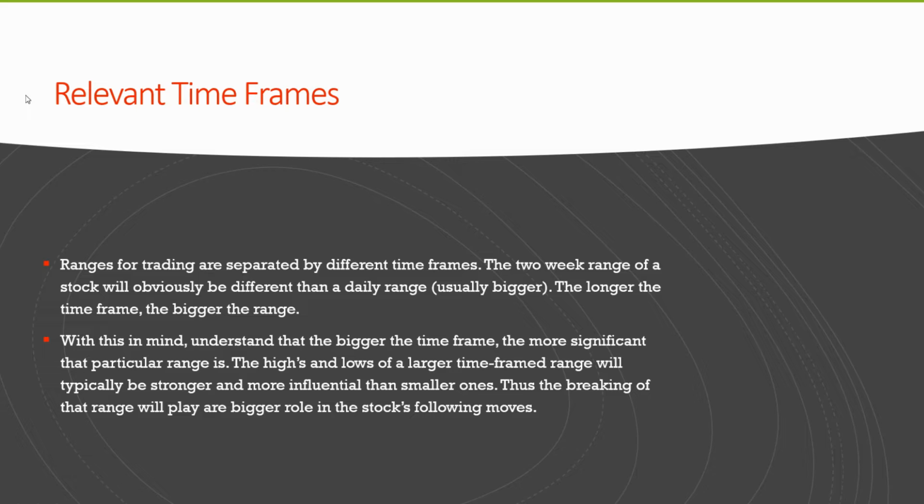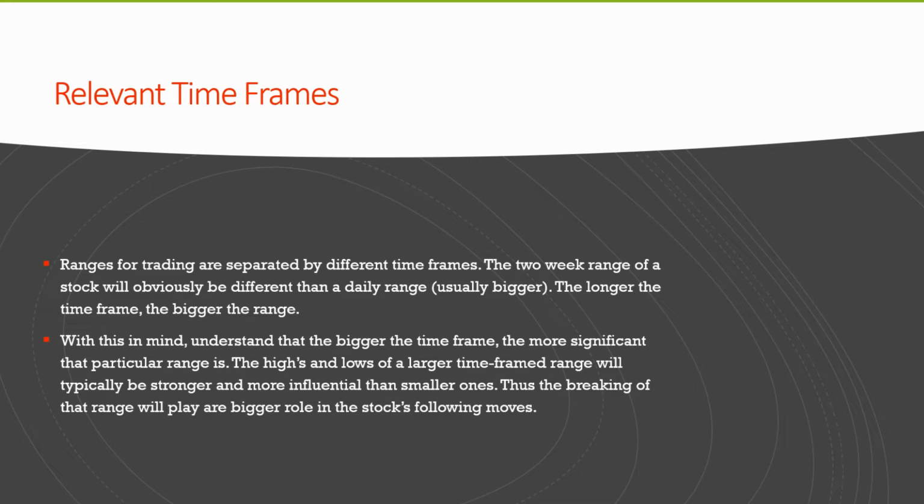Alright, so first let's talk about relevant time frames. So ranges for trading are separated by different time frames. The 2-week range of a stock will obviously be different most of the time than a daily range, usually a little bit bigger. The longer the time frame, the bigger the range. And so if you think about it like this, right? If a stock stays in between $10 and $15 within a year-long period, that's going to be much bigger than the daily range, unless it's just kind of stayed really choppy with no volume in that area.